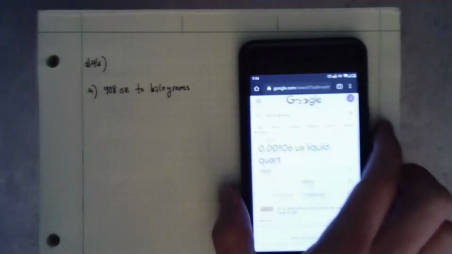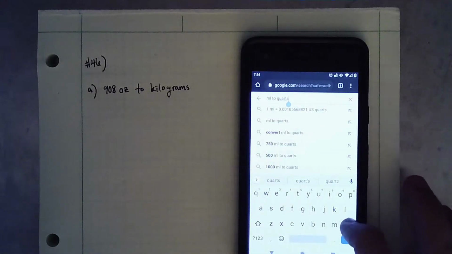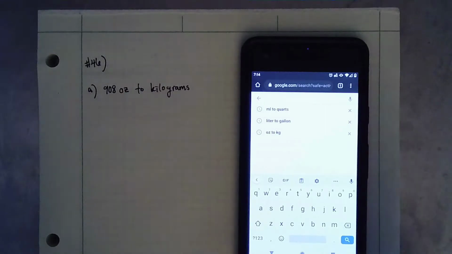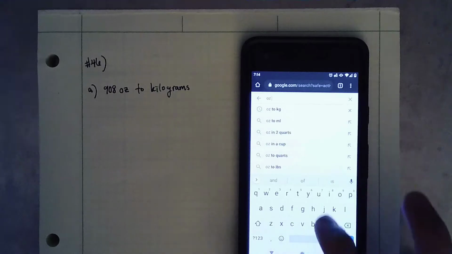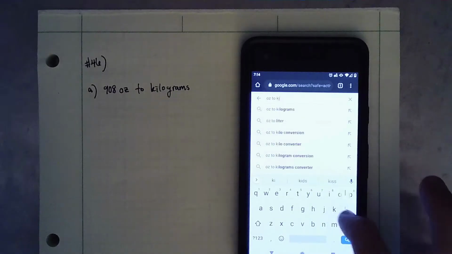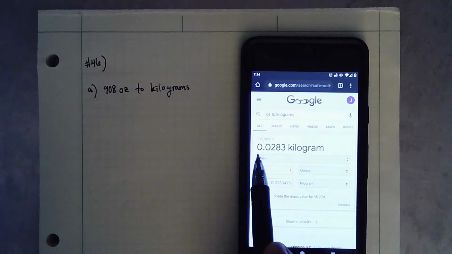So that's why we have technology. I'm going to pull up my phone here. It is as simple as this: type in ounces to kilograms, and you're going to get something like this pops up on Google. Google is pulling this information from somewhere, but it's got it listed for us, so we're just going to go with this.